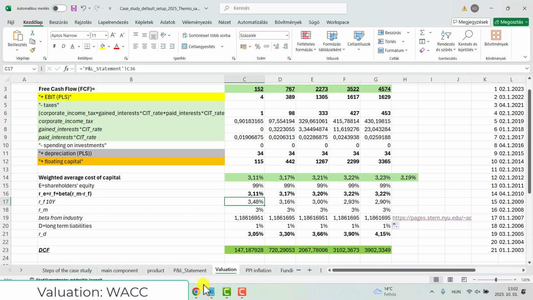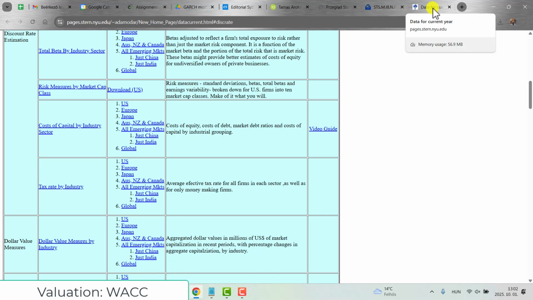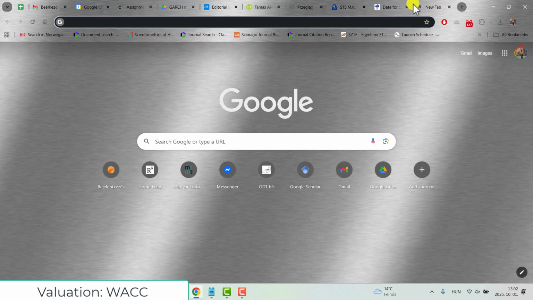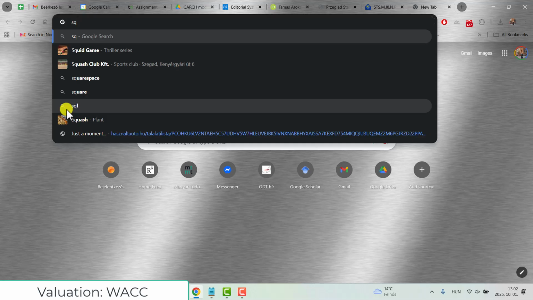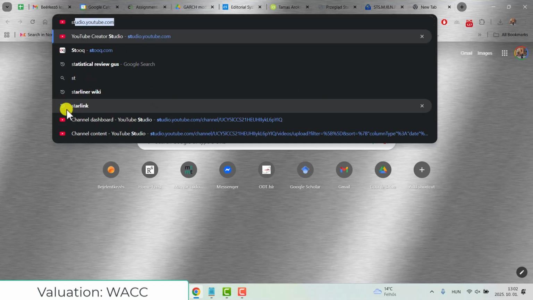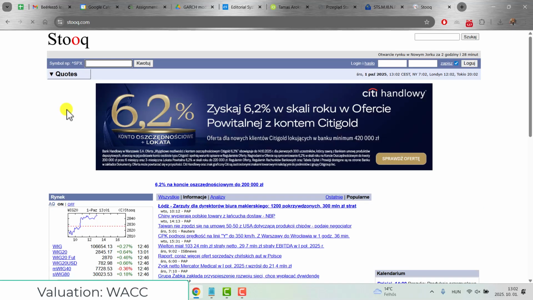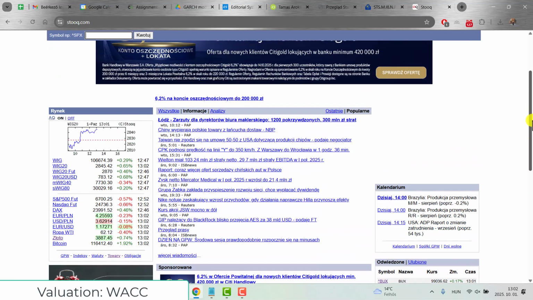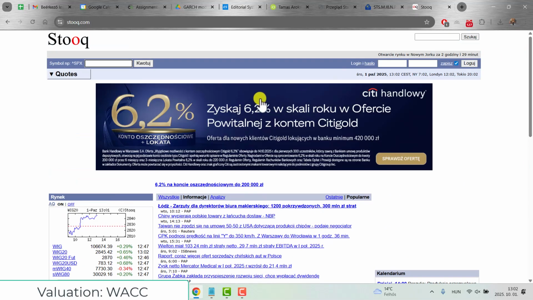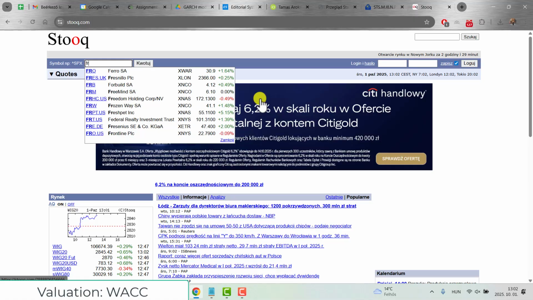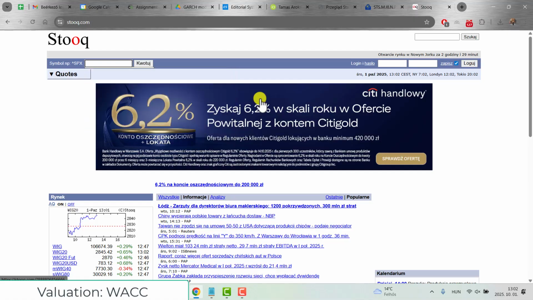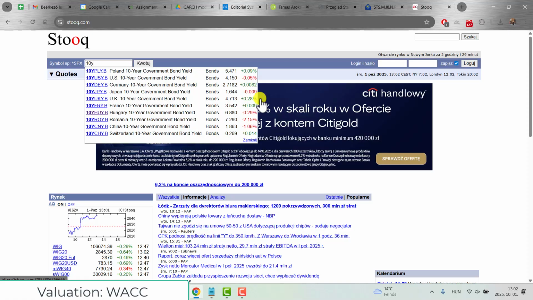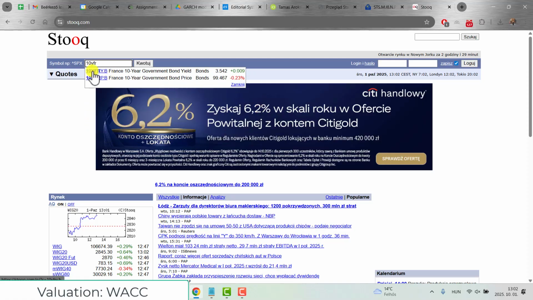Then we need a 10-year government bond yield, and as my friends were kicking me out of the LSEG database, we have to go to our friend Stooq. Stooq is a Polish website. Sometimes it speaks Polish, sometimes it speaks English. But it's free. Once I can find what I'm looking for.